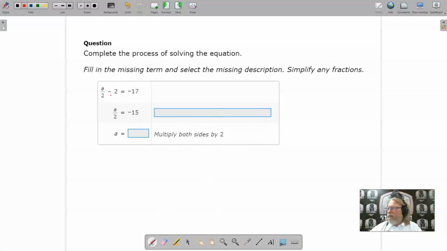So it looks like we've added 2, right? Plus 2 and plus 2. And does that make sense? Because those 2s cancel each other out. We're just left with the a over 2. And negative 17 plus 2 is indeed 15. So it looks like we add 2 to both sides.